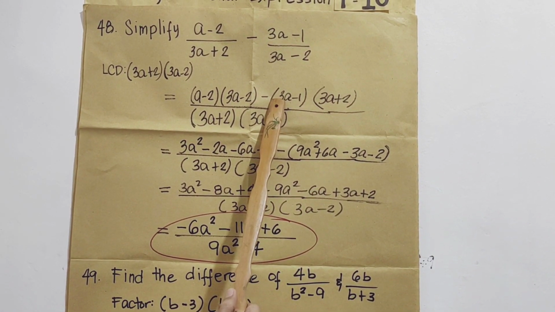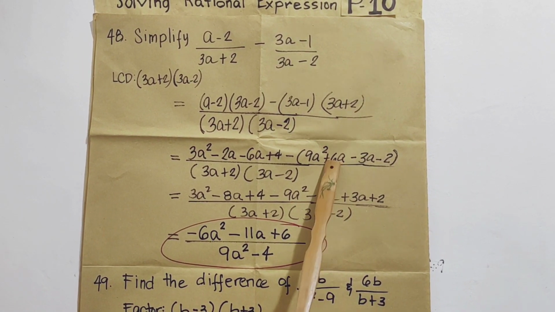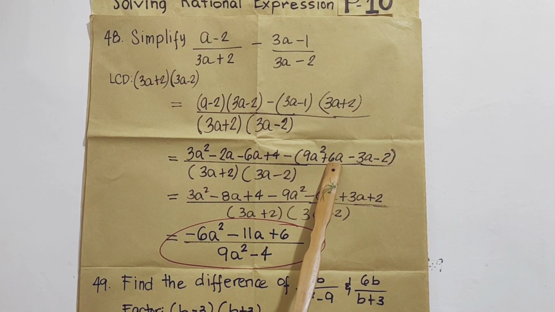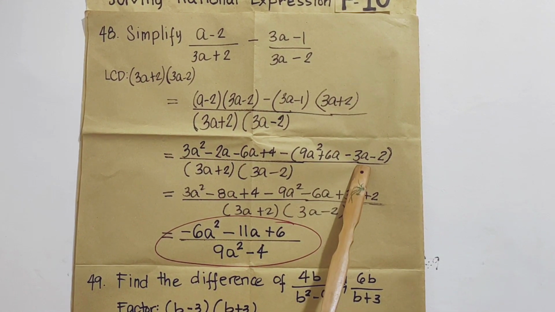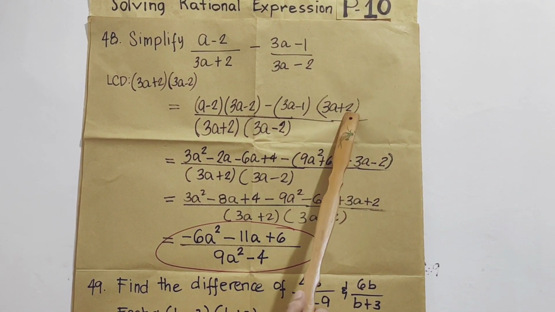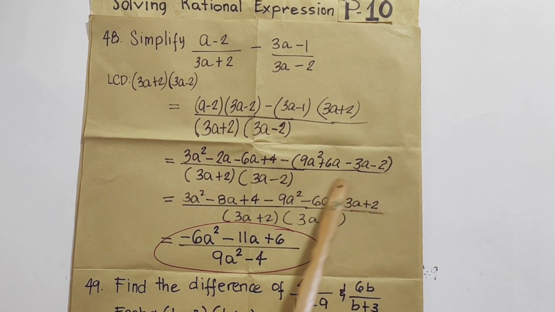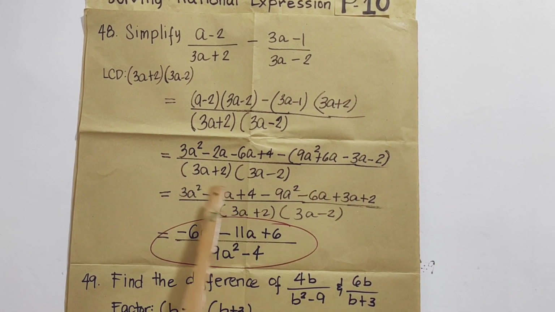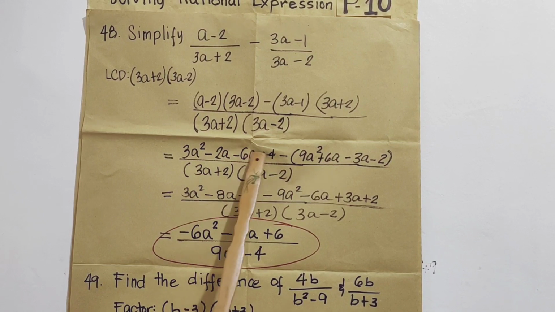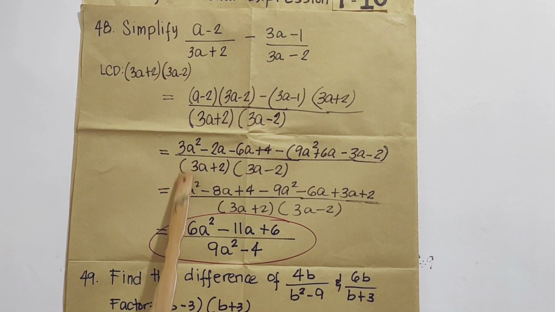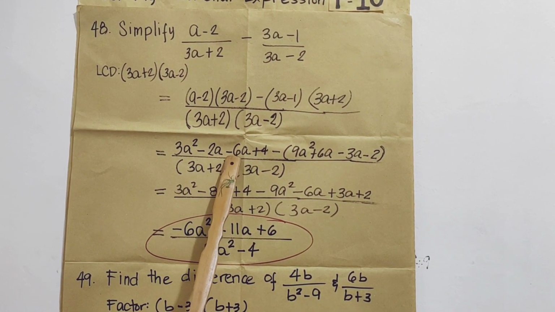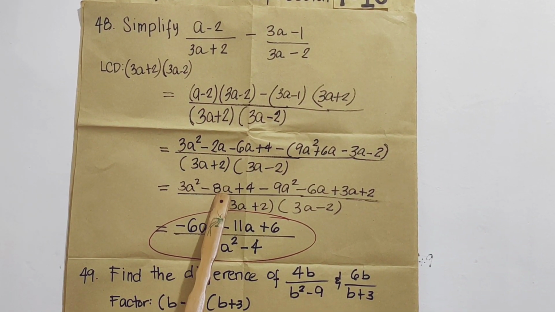Then 3a times positive 2 equals positive 6a. Then negative 1 times 3 equals negative 3a. Then negative 1 times positive 2 will have negative 2. And our next step is combine like terms and simplify this one. So 3a squared, negative 2a plus negative 6a equals negative 8a.